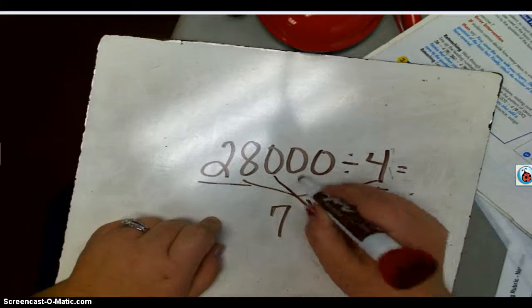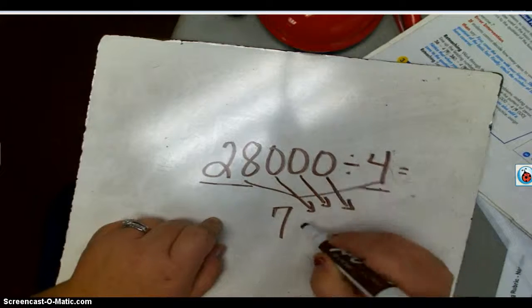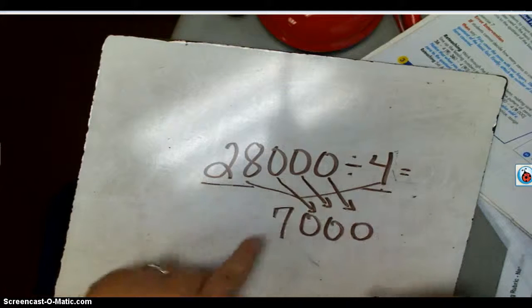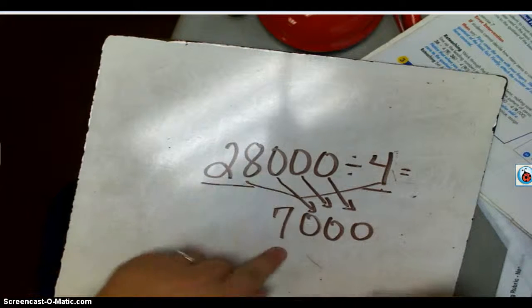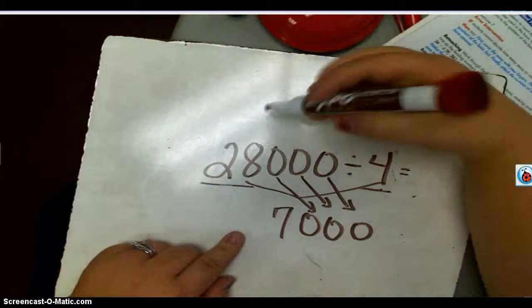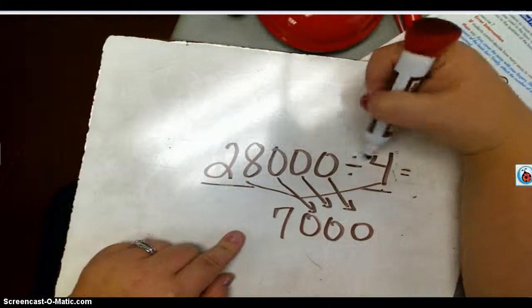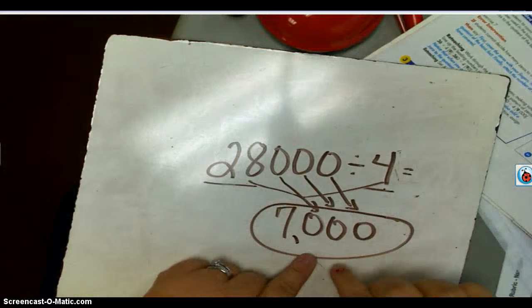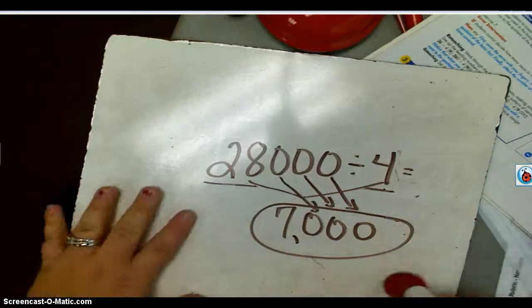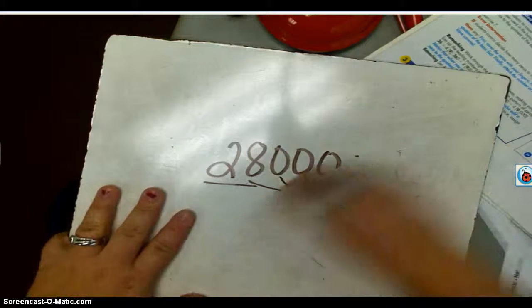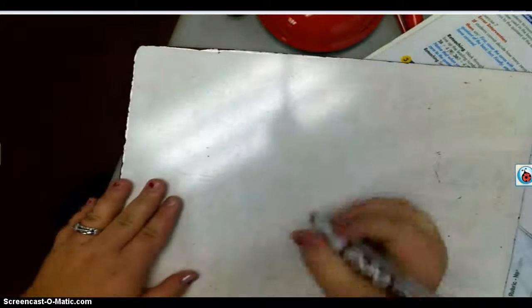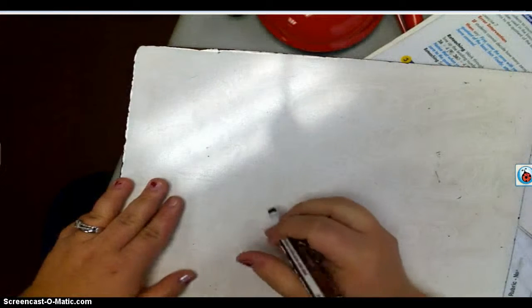Then I'm going to add my zeros, just like we did in multiplication. So 28 divided by 4 would give me 7. I'm adding my zeros, so my quotient, or my answer, to 28,000 divided by 4 would be 7,000. 7,000 would be my quotient, my answer to division. All right. One more example, and then I'll give you some to work on your own.